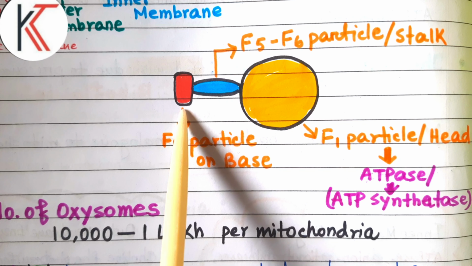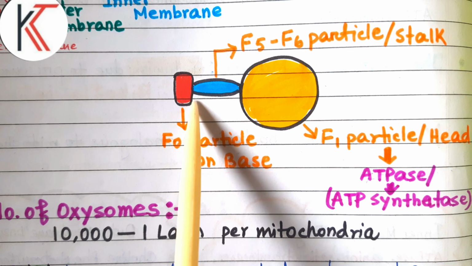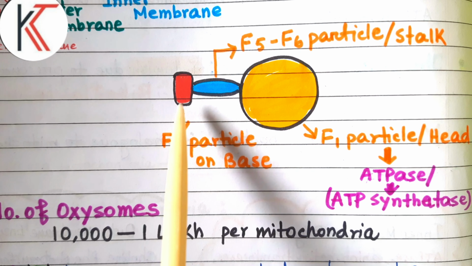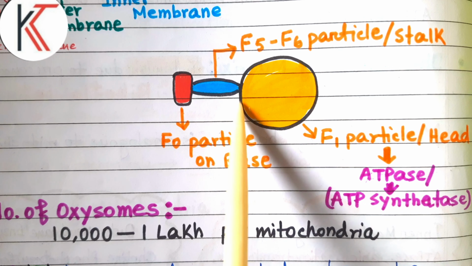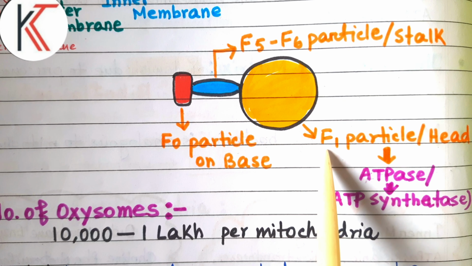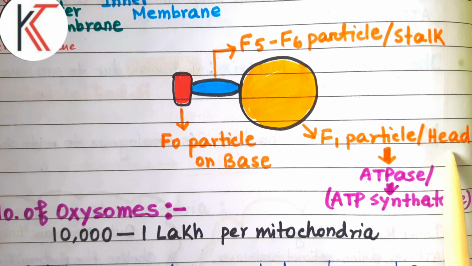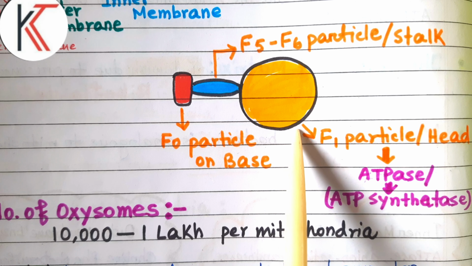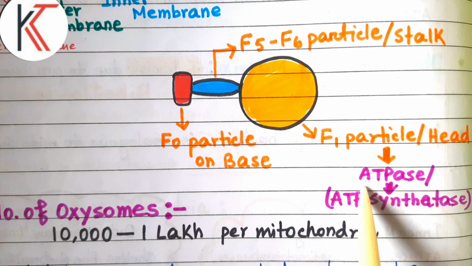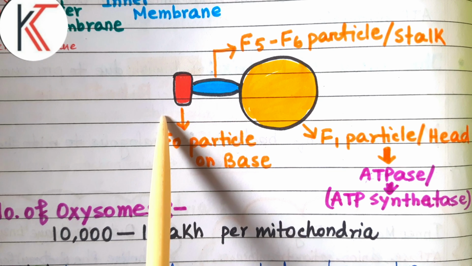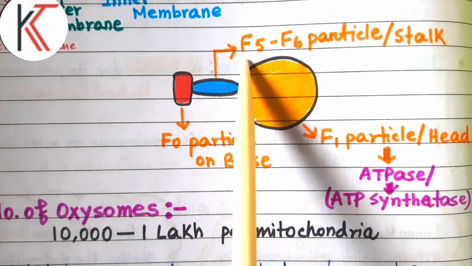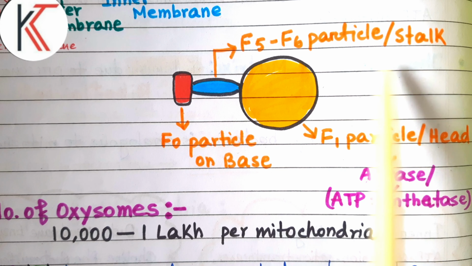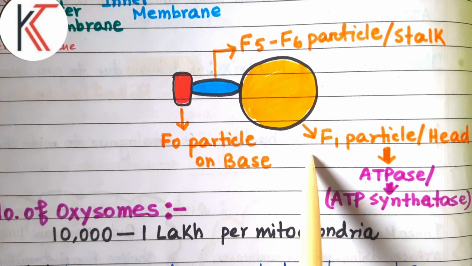This red structure I have marked is the F0 particle, known as the base of the oxysome. The base has one head-like, circular structure known as the F1 particle or head portion. This head portion is responsible for generating ATP with the help of ATP synthetase or ATPase. The head and the base are joined by the stalk. So this is the actual structure of the oxysome.